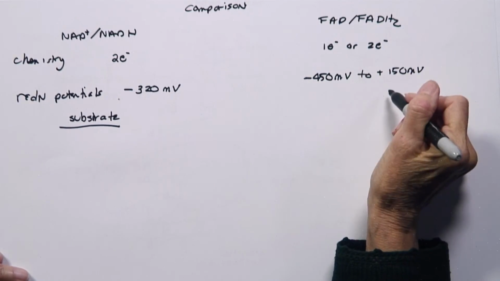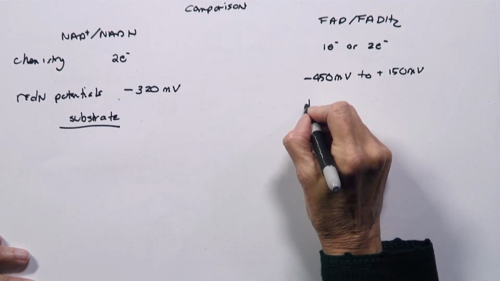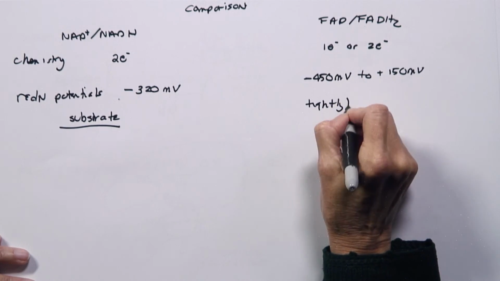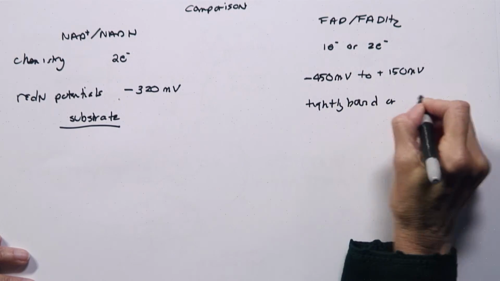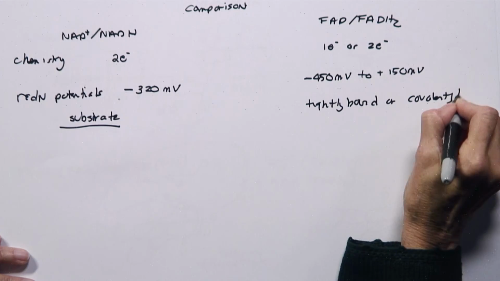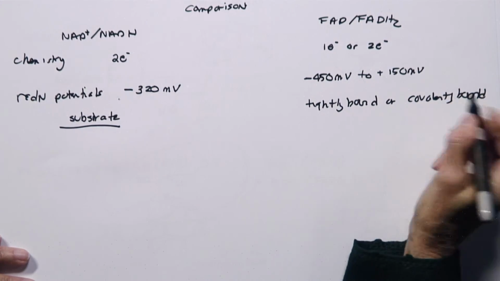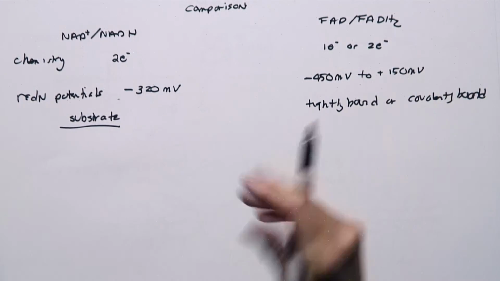FADH2, on the other hand, is always tightly bound, or covalently bound, to the substrate. And so that means that if FAD gets reduced to FADH2, it doesn't dissociate. So you need to have a way in the active site of the enzyme where the FADH2 can be reoxidized. And again, that's quite distinct from NAD, NADH.